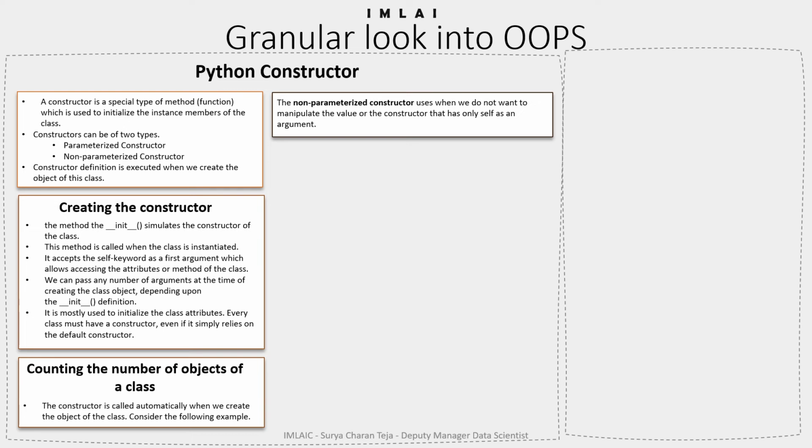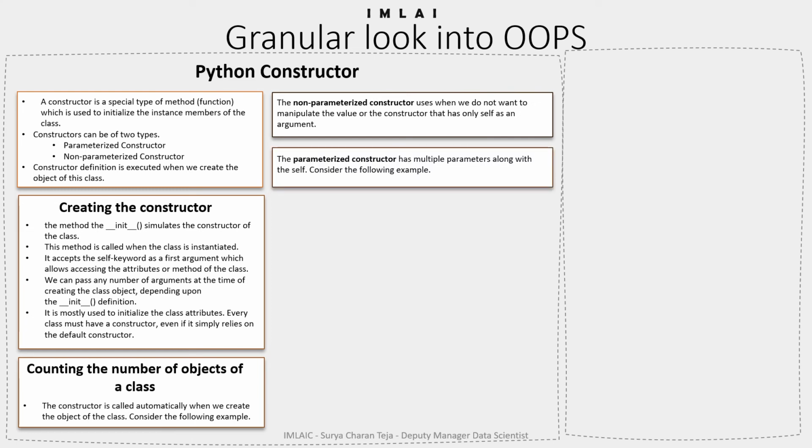On the other side, in contrast, the parameterized constructor has multiple parameters along with self. So let's consider the following example: the Student class name, then the type of constructor is parameterized, then init.